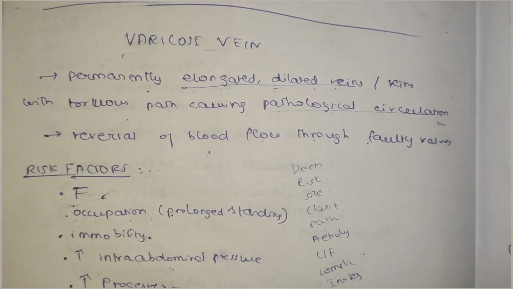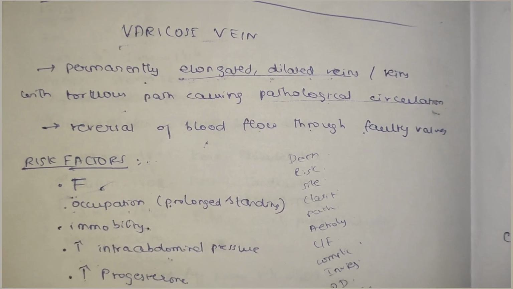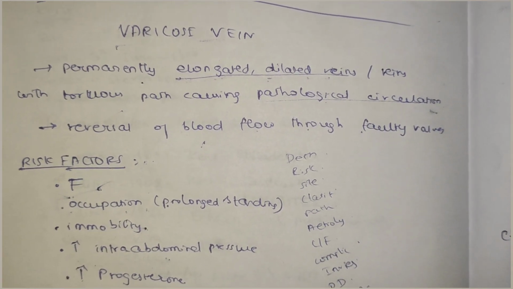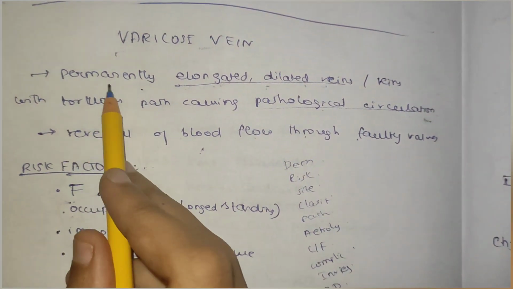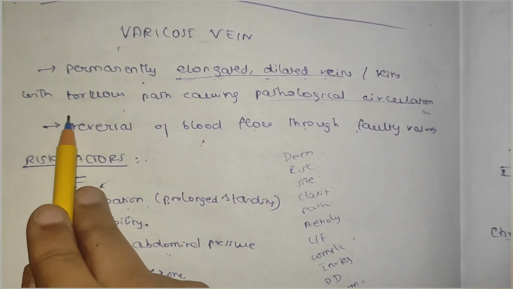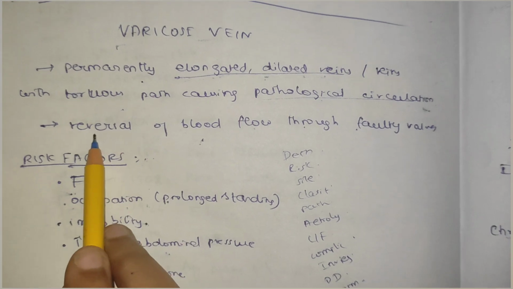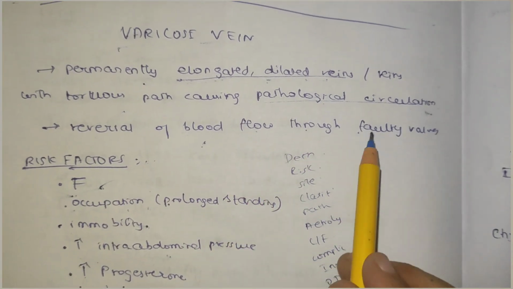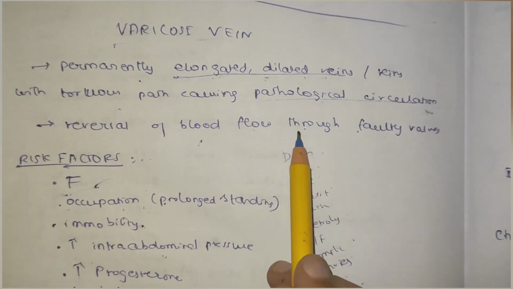Definition: it is permanently elongated, dilated veins with a tortuous path causing pathological circulation. So there is elongation of veins that causes pathological circulation, and there is reversal of blood flow through the faulty valves. The valves are incompetent and cause reversal of blood flow.